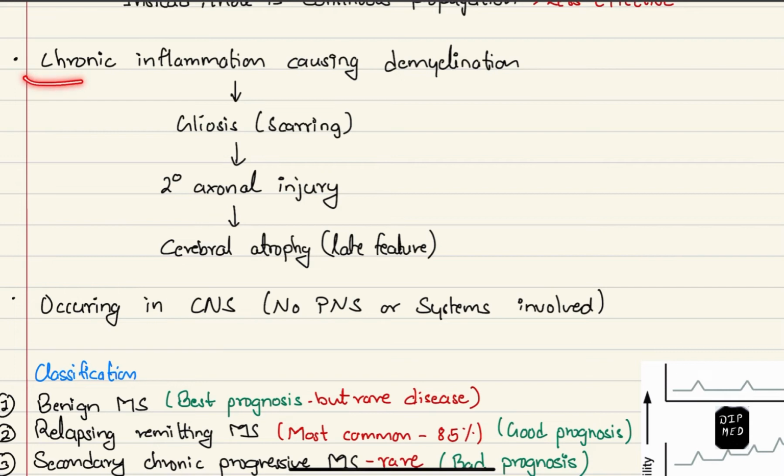There is also chronic inflammation causing demyelination. The main cytokine involved is interferon beta. Later, it causes gliosis or scarring, followed by secondary axonal injury and later on even cerebral atrophy. Multiple sclerosis exclusively occurs in the central nervous system. No PNS or other systems are involved.